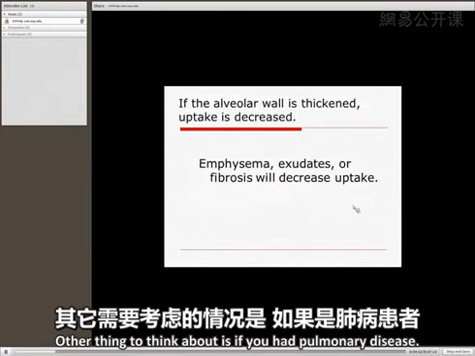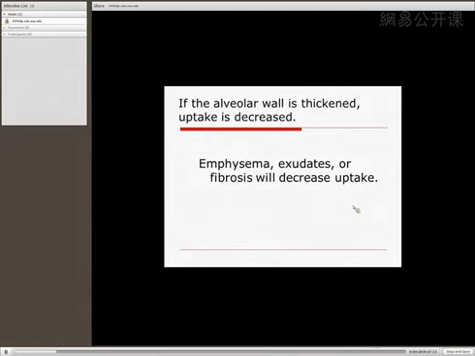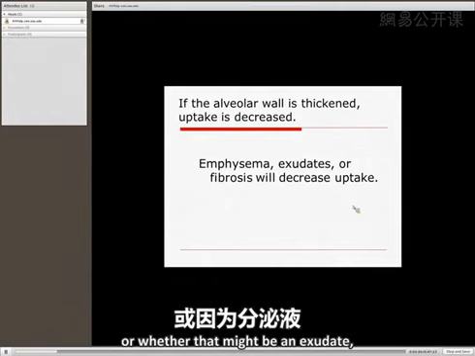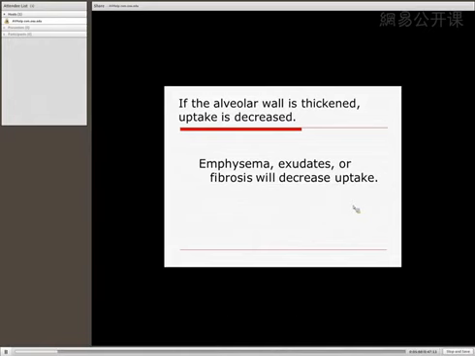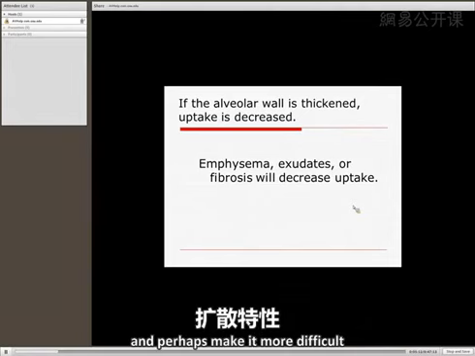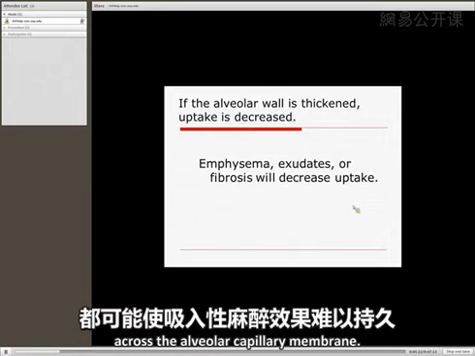So there is a pharmacologic reason for uptake to slow as the anesthetic progresses. Other things to think about: if you had pulmonary disease, if for some reason the alveolar capillary membrane was thickened, whether that might be pulmonary edema, an exudate, emphysema, or fibrosis, that would slow the onset of action of an inhalant and perhaps make it more difficult to maintain anesthesia with an inhalant because of difficulties in diffusion across the alveolar capillary membrane.